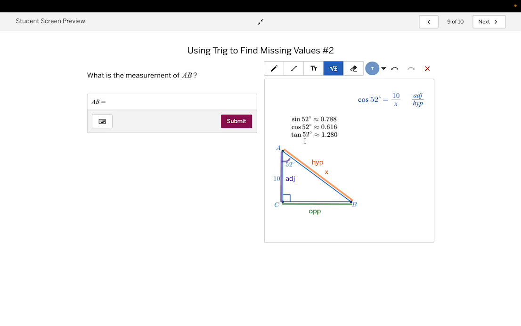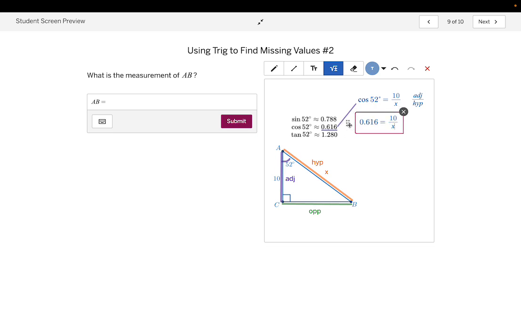So you'll see pretty much all of the problems that require you to set up like this will offer you these. And so we want to use them. So it's saying that cosine of 52 degrees is approximately 0.616, says it right here. So we're going to take that 0.616 and put it into the equation where cosine of 52 degrees is. So cosine of 52 degrees is 0.616, and then equals 10 over x.